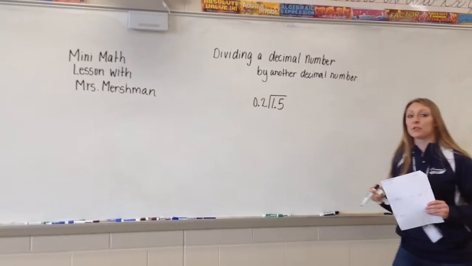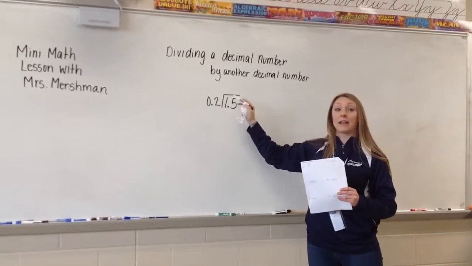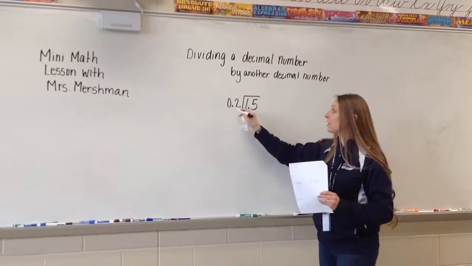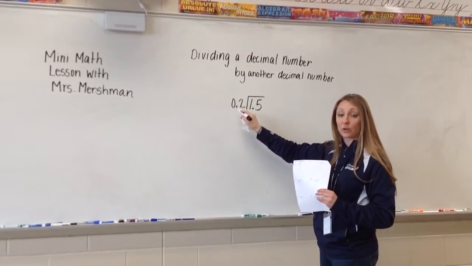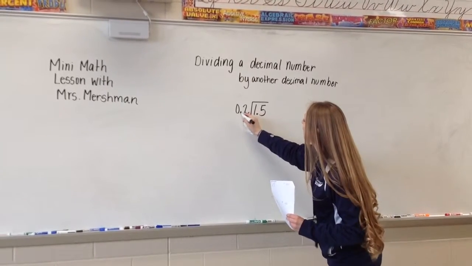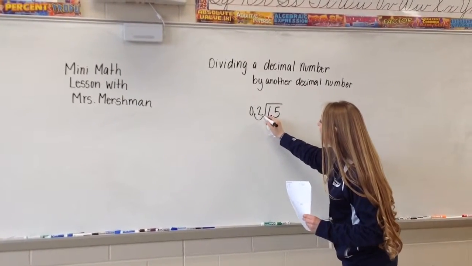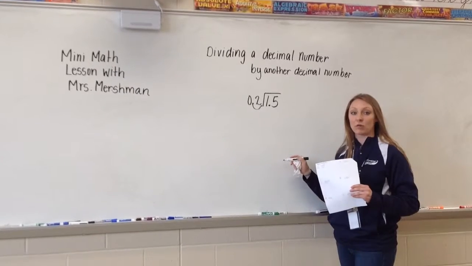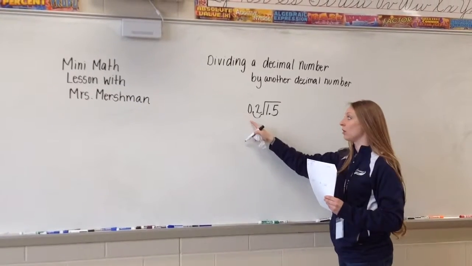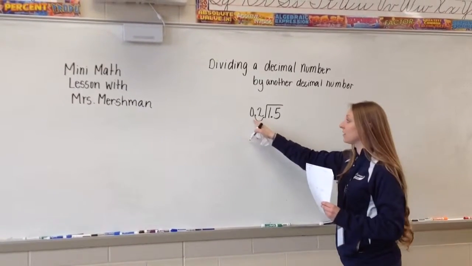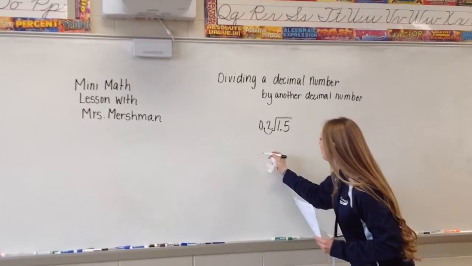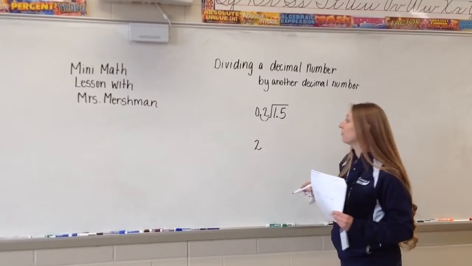The first step to dividing a decimal number by another decimal number is to take your divisor, which is what you are dividing by, and moving the decimal place over as many spaces as it takes to make a whole number. So what I usually say is move it all of the way to the right. So that takes 2/10, and it turns it into 2.